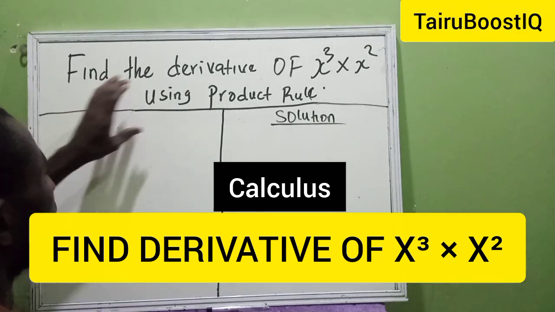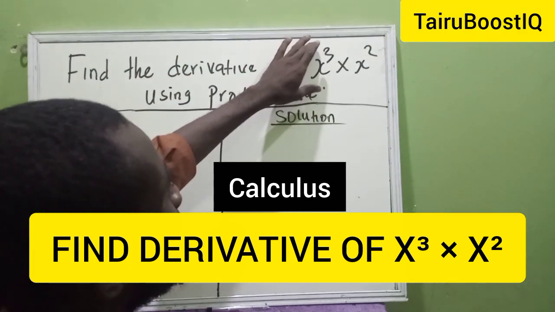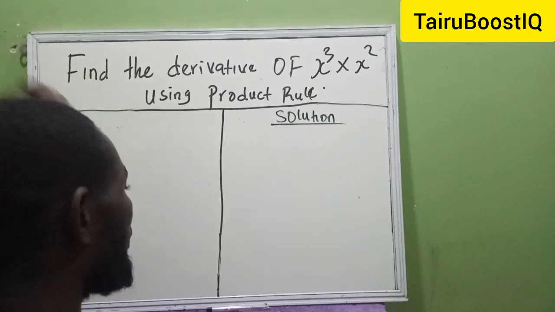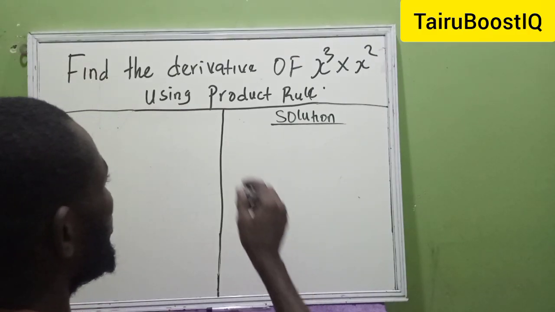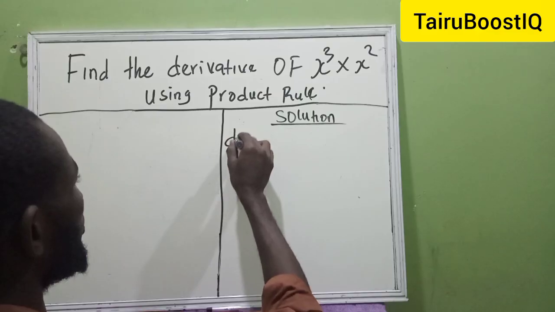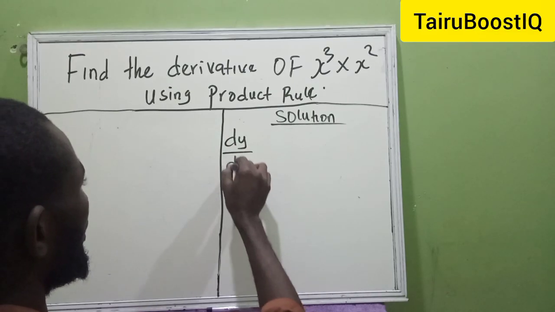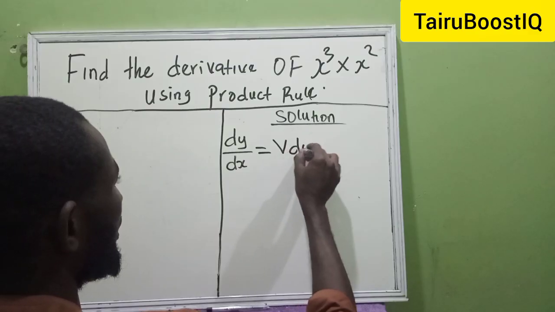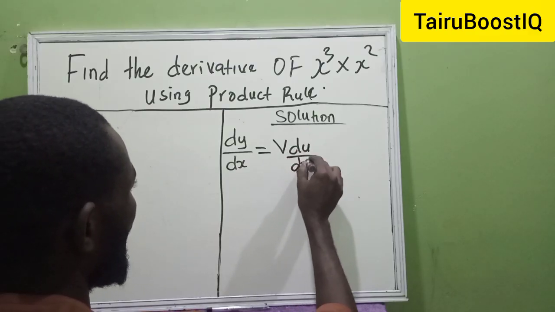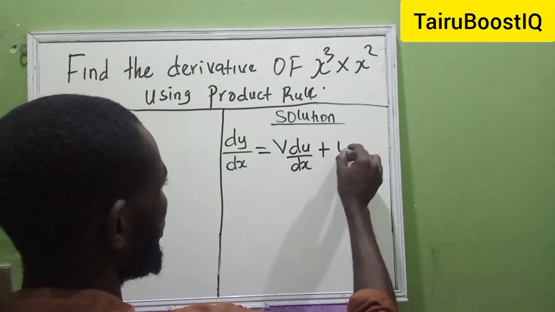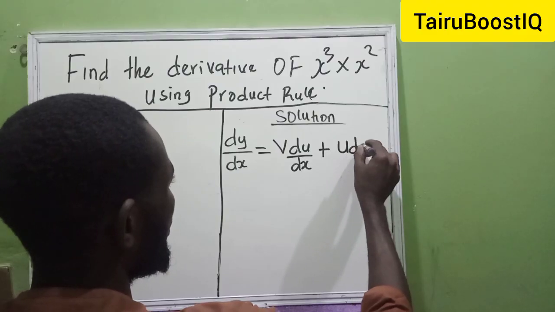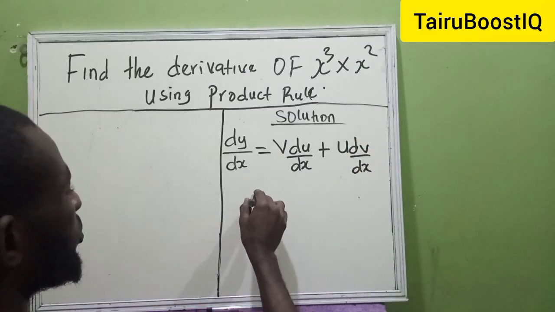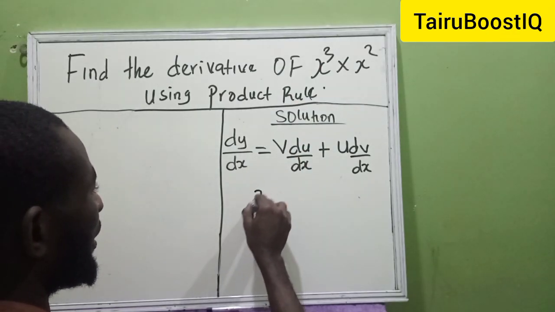In this video, we are asked to find the derivative of x raised to power 3 times x squared using product rule. Before we start, we are going to state the formula for product rule. The product rule is: dy/dx equals v du/dx plus u dv/dx.